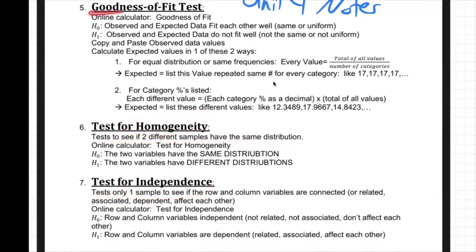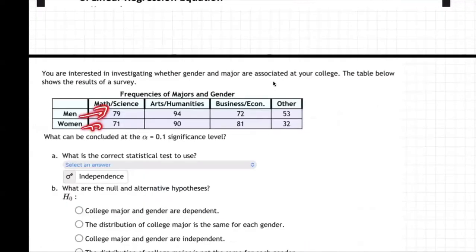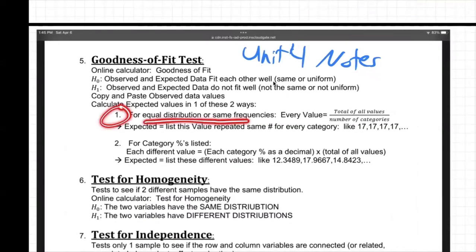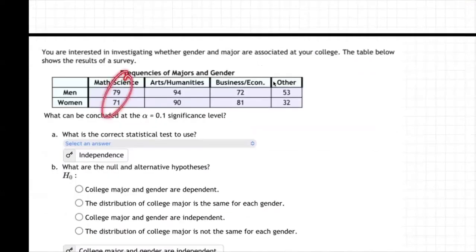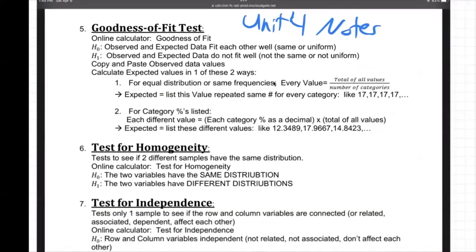Oh, by the way, you might think, could it be goodness of fit? Well, no, it's not. If you look back, we have men and women, we have these numbers. It's not goodness of fit, because with goodness of fit, either number one, you're asking if all the categories are the same. We didn't say that, right? We didn't say every major has the same amount of math, science, arts, humanities, business. No, we didn't say equal or same. And the second way you do goodness of fit is if you have category percentages listed. We did not have any percentages. We just had regular numbers. So it's not goodness of fit.